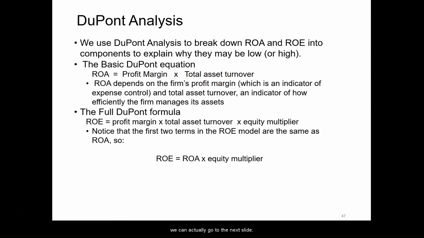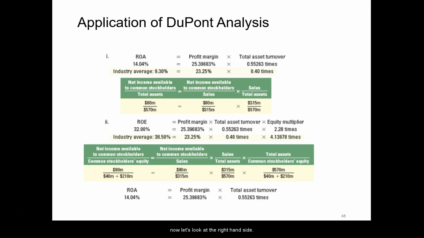So how does that work? We can go to the next slide. Now let's look at the right-hand side. Profit margin, by definition, is net income over sales. Total asset turnover, if you remember from the last video, is sales divided by total assets. So we can now have sales and sales cancel each other. We would have net income over total assets.